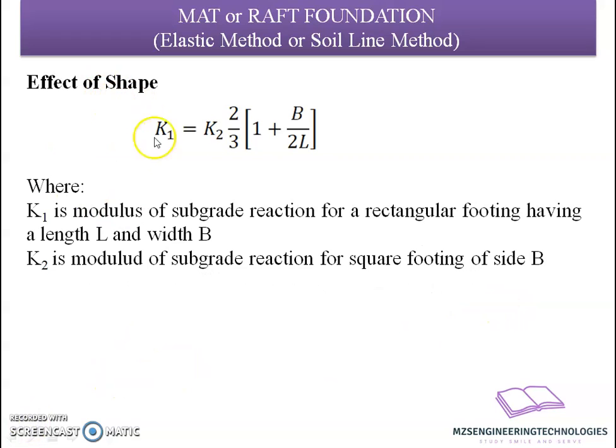Now the effect of shape: K1 is equal to K2 times 2/3 of (1 + B by 2L). Here the effect of shape means the shape of the footing is being considered. B is the width of the footing and L is the length of the footing. K1 is the modulus of subgrade reaction for a rectangular footing having length L and width B. K2 is the modulus of subgrade reaction for a square footing of side B. It means if I want to relate the square footing with a rectangular footing, I can use such a relationship.